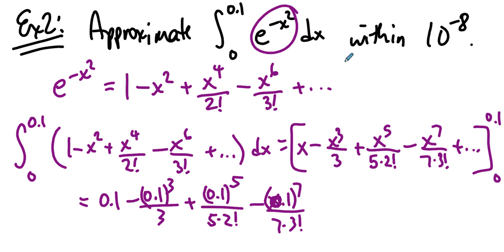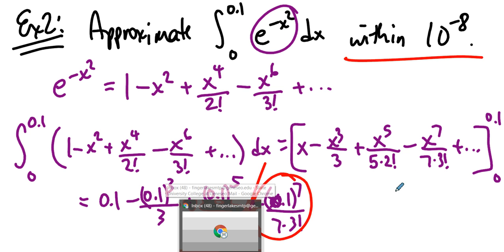We're supposed to approximate within that tolerance. So what does that make us think about? Well, this is an alternating series. Alternating series, when we cut them off, are within the first term we leave out of the actual answer. So we find the first of these terms that's less than 10 to the negative 8 and cut off right before there. It turns out that this term is the first one that's less than 10 to the negative 8. So we cut off there.